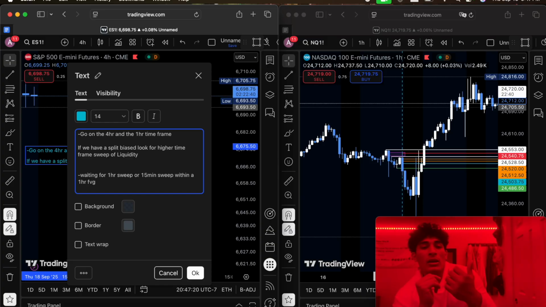So, waiting for a 1 hour sweep of liquidity or a 15-minute sweep within a 1 hour fair value gap. Again, these are higher time frames, and I only care about the 4-hour and the 1-hour time frame. Why? Because we're trading intraday. We're not swing trading, so I don't really care about what the daily is. And I remember I used to go on the weekly time frame, the daily time frame, the 4-hour, the 1-hour, the 15-minute, the 5-minute, and the 1-minute.